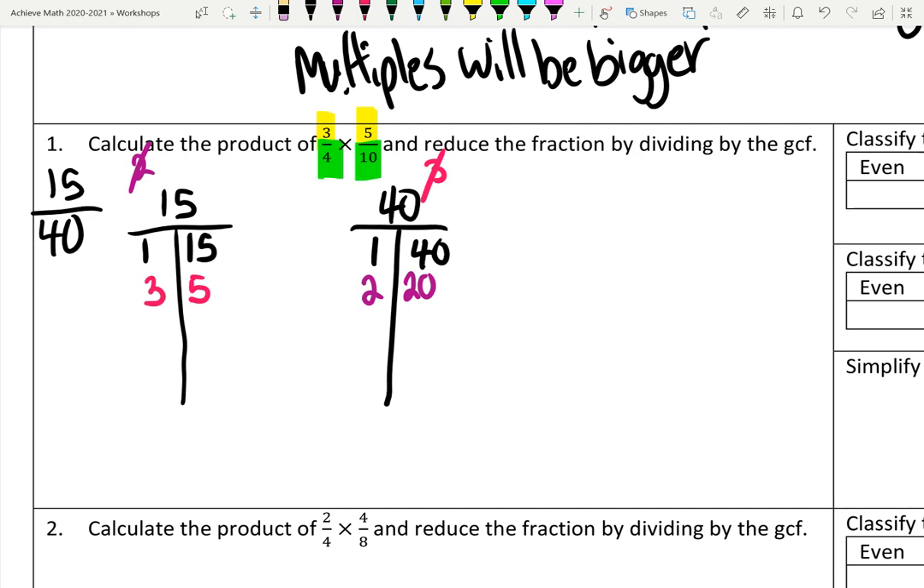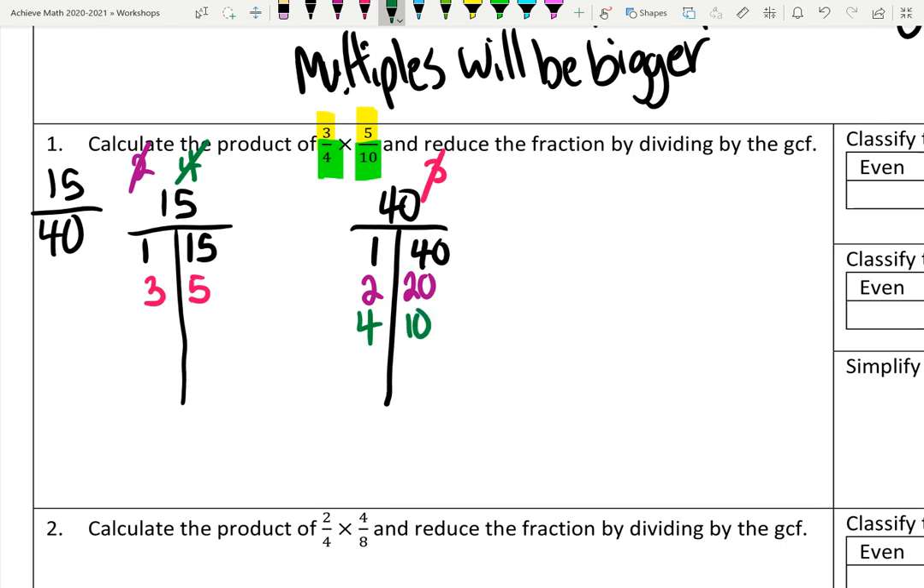Okay, looking at this list right now, we've checked 1, 2, and 3, and we're going in order. I hope you can see for the list of factors, I have to check the numbers between 3 and 5. Well, that's only 4, and 4 does not go into 15 evenly. 4 does go into 40. Well, 4 what goes into 40? 4 $10 bills.